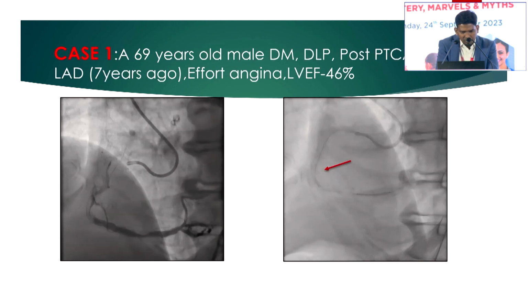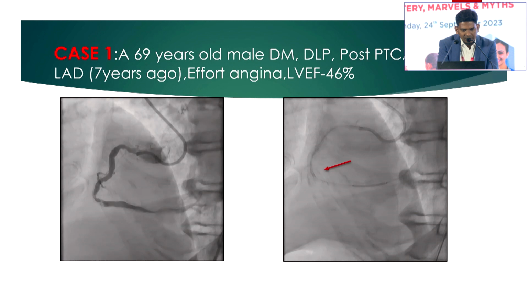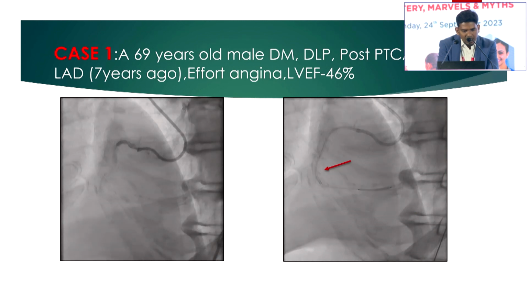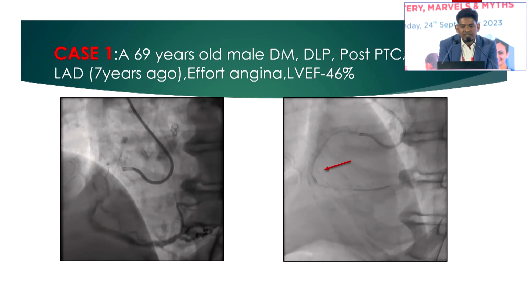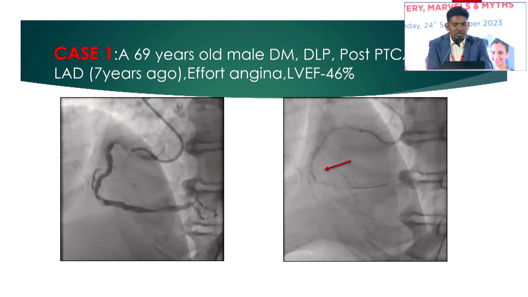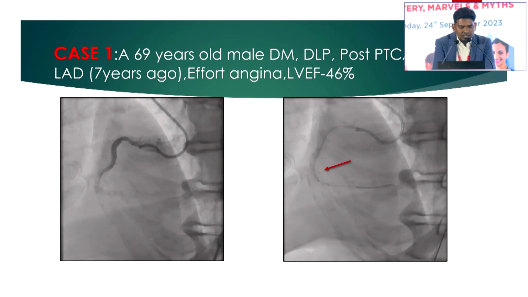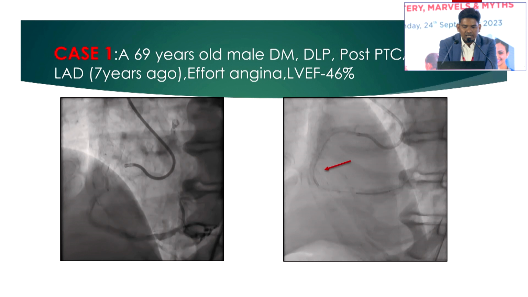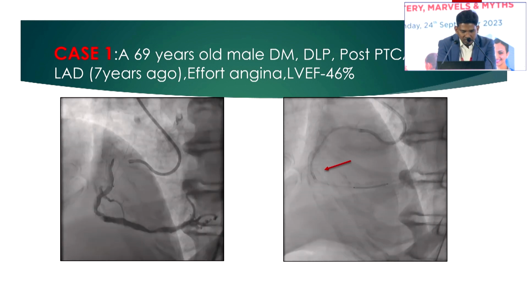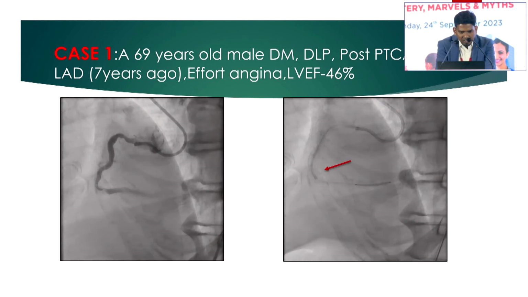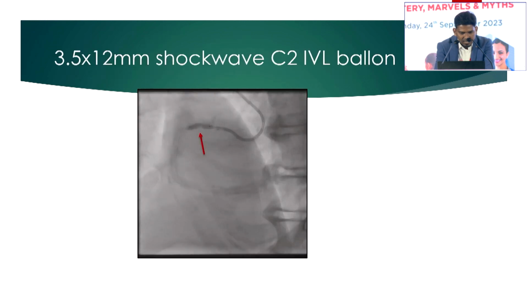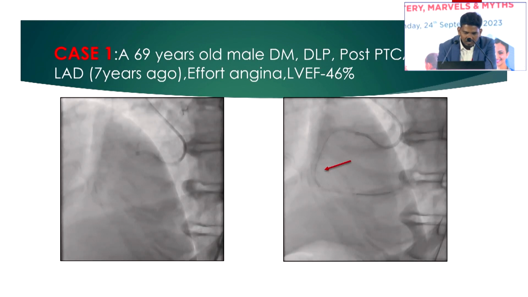So I'm going to show two cases done by Dr. Y.V. Reddy, which I assisted with him. This is a 69-year-old male patient, diabetic, dyslipidemic, post-PTCA to LAD 7 years ago, who presented with effort angina and an LV of 46%. You can see the RCA. There is a proximal tight lesion, and also in the mid and distal parts.